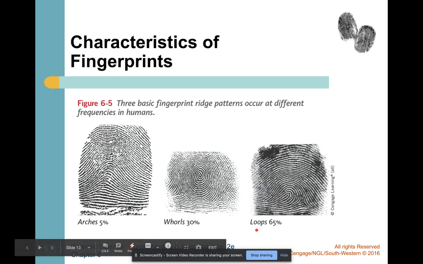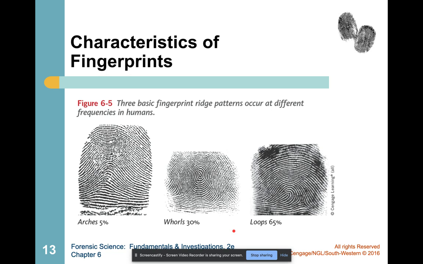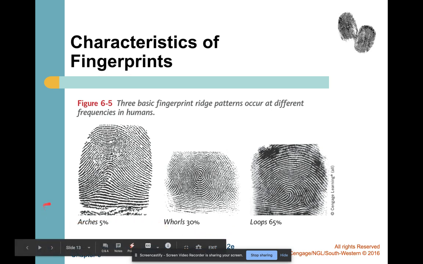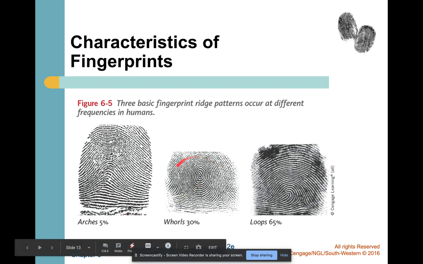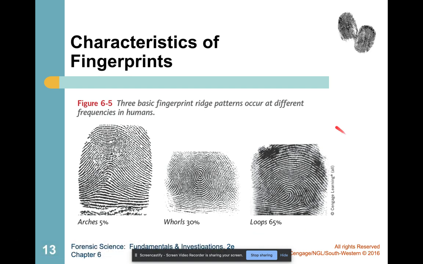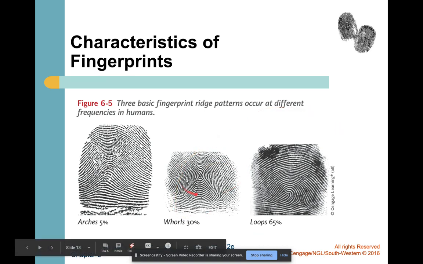So there's three basic fingerprint ridge patterns, basically three larger general categories. We have the arch category, which accounts for only 5% of the population. That's a small number. We have our whorl, and then we have what's called a loop. 65% of the population has a loop pattern to their fingerprints. The next most common would be our whorl and then our arch.